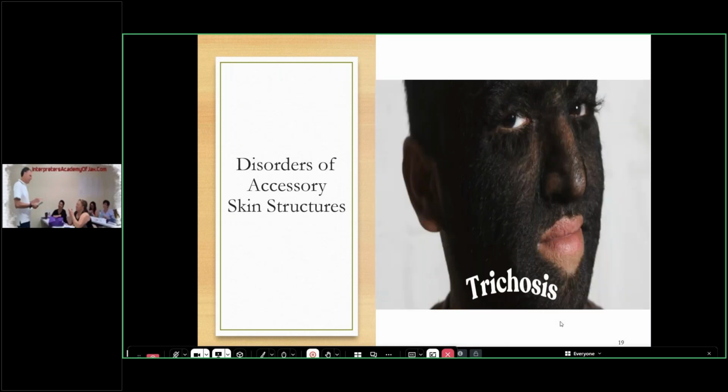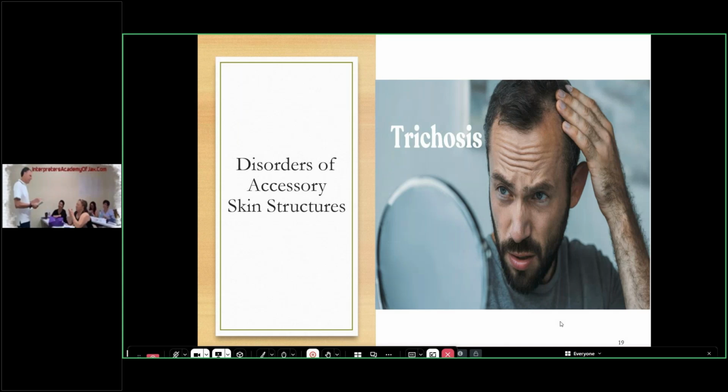Trichosis. Tricho means hair, and osis means condition. Any abnormal condition of hair growth, including baldness or excessive hair growth in an unusual place.